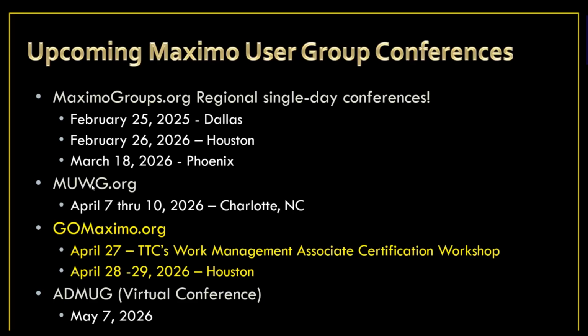The Maximo Utilities Working Group, that is a big 3-day conference with an optional training day at the end. Again, URL and nonprofit organization. They are in Charlotte, North Carolina this spring, April 7th through the 10th. And on the last day of that conference, they will announce their fall location and dates.